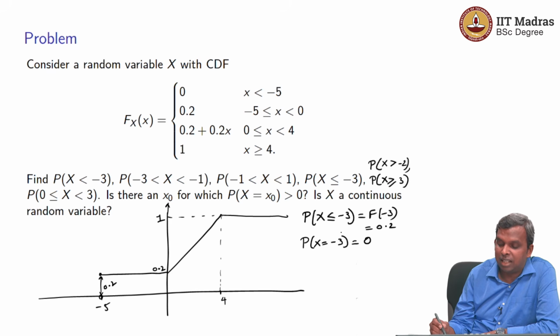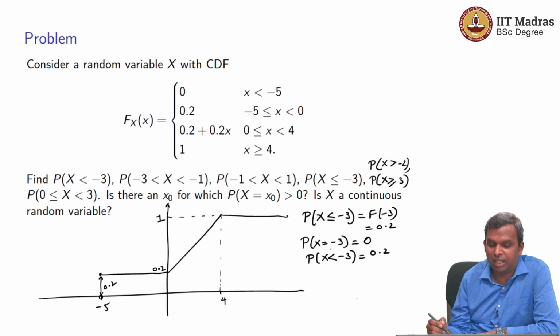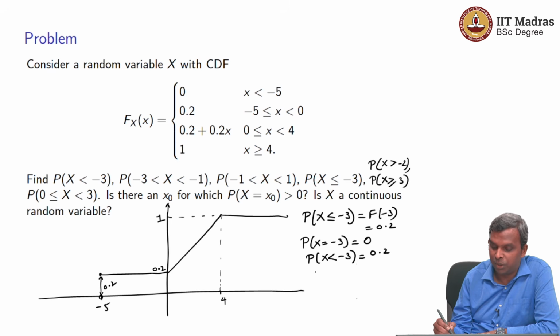Once you see that this is 0, you can quickly find the probability that x is strictly less than -3, which will also be 0.2. It's 0.2 minus 0, which is 0.2. So this is how you do these calculations. Hopefully it's clear to you.